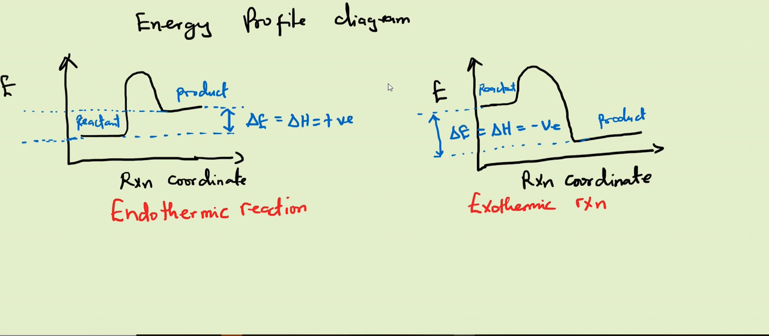Now, how do we know in terms of heat? The reaction container will be cold in an endothermic reaction because it absorbs heat from the surrounding. So the reaction container wall will be cold. In this case, the reaction container will be warm. And that is that about endothermic and exothermic reaction.